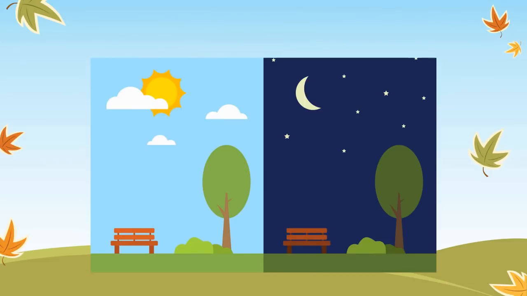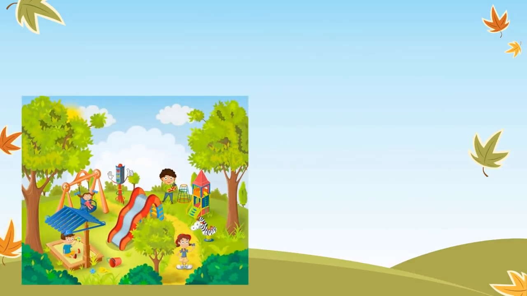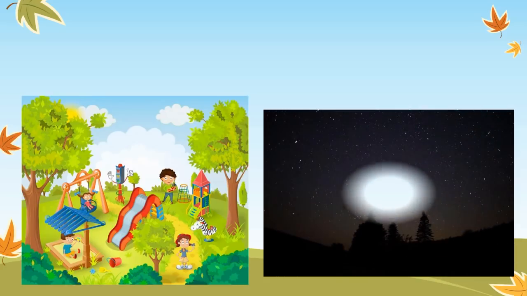So, what do you see in this picture? Yes, there is day and night. Very good. What do you see in this picture? Very good. The children are playing in the garden. And what do you see in the second picture? Yes, it is dark everywhere. You can't see anything properly.